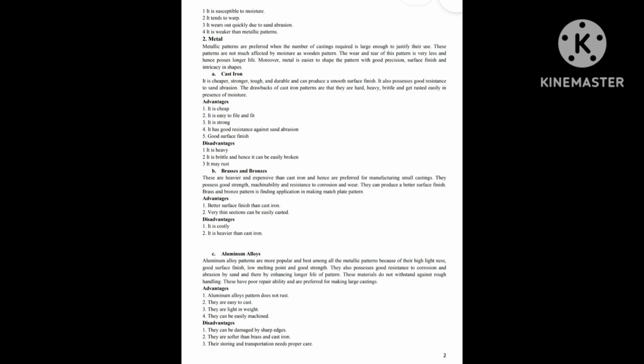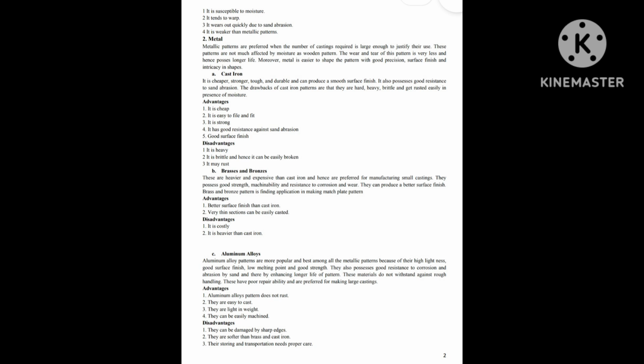C. Aluminum alloys. Aluminum alloy patterns are more popular and best among all the metallic patterns because of their high lightness, good surface finish, low melting point and good strength. They also possess good resistance to corrosion and abrasion by sand, thereby enhancing the longer life of the pattern. These materials do not withstand rough handling. These have poor repairability and are preferred for making large castings.